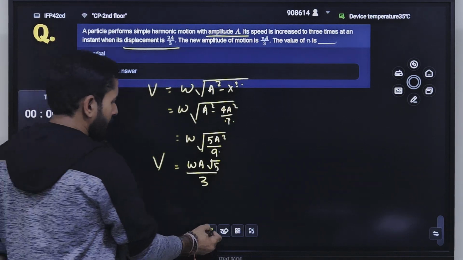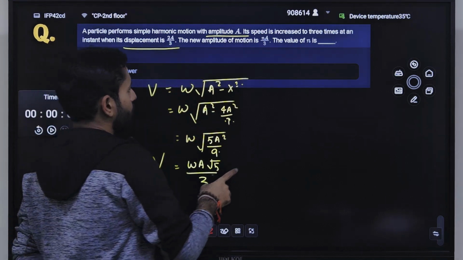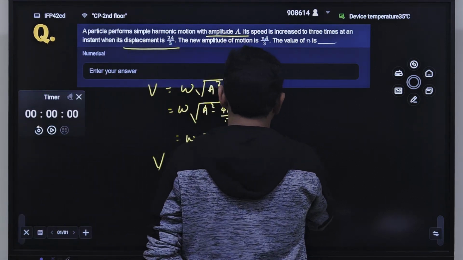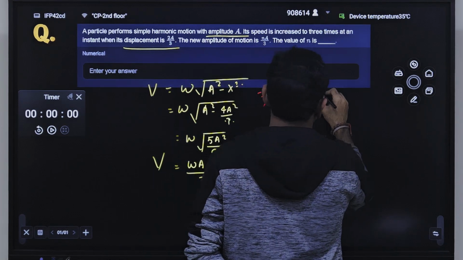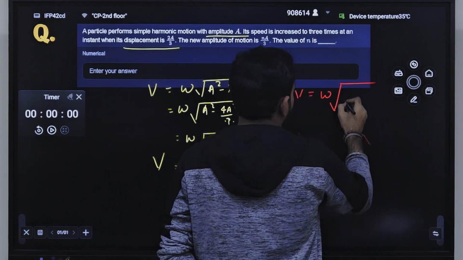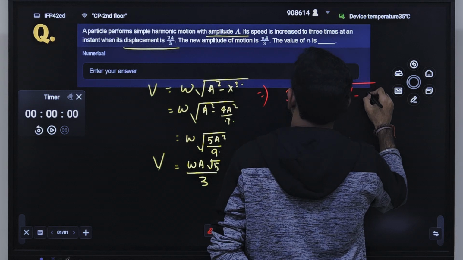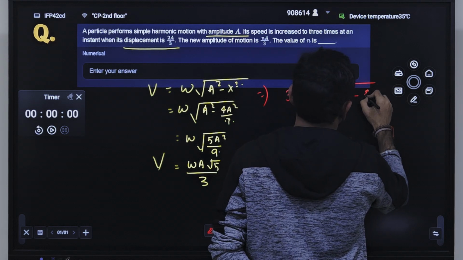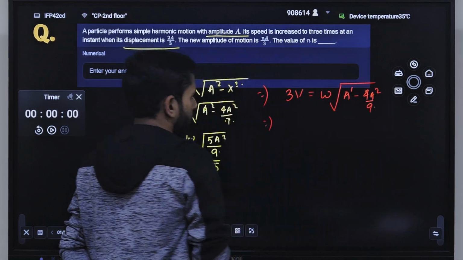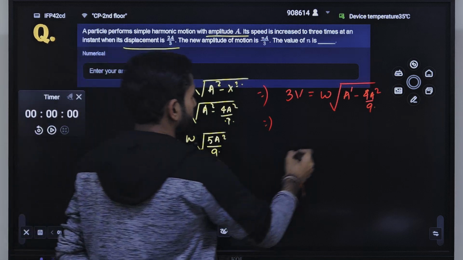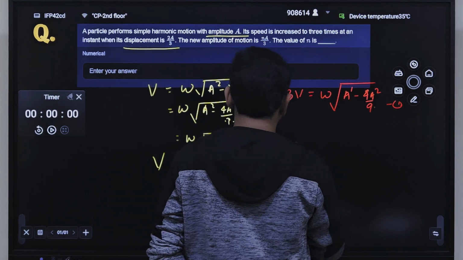Correct? Now what is the question saying? At the same instant, if the velocity is increased 3 times, what will be the new amplitude? Now V dash is equal to 3V. It is equal to omega root under new amplitude A dash square minus x square. x square will be the same as it is, 4A square divided by 9. Now solve it, or better, take the ratio. This is equation 2, this is equation 1. When you take this ratio, what can you do?